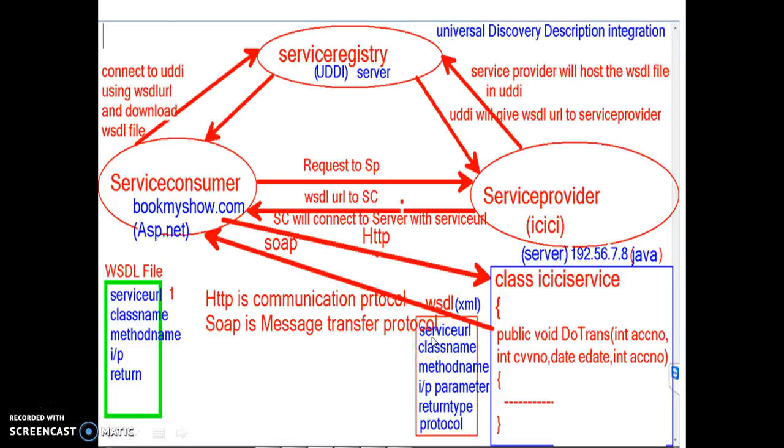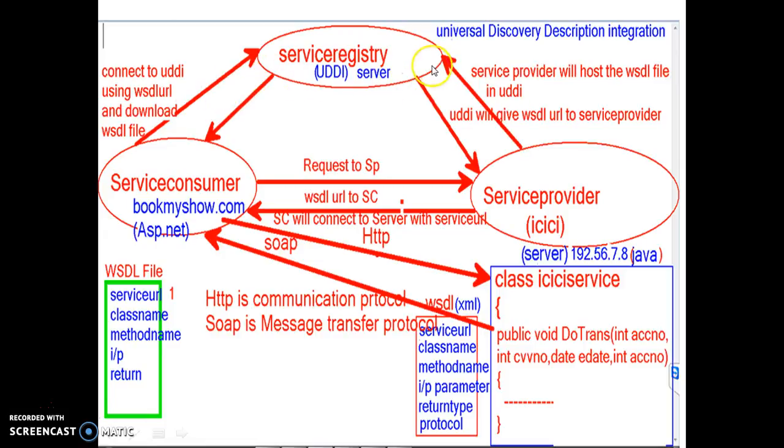So, what does the WSDL file consist of? It consists of the entire information of the service, like the service URL, class names, method names, input parameters. The entire information will be documented in a document which is called WSDL. And later, this WSDL file is kept in a common place where everyone can access, which is called the service registry.